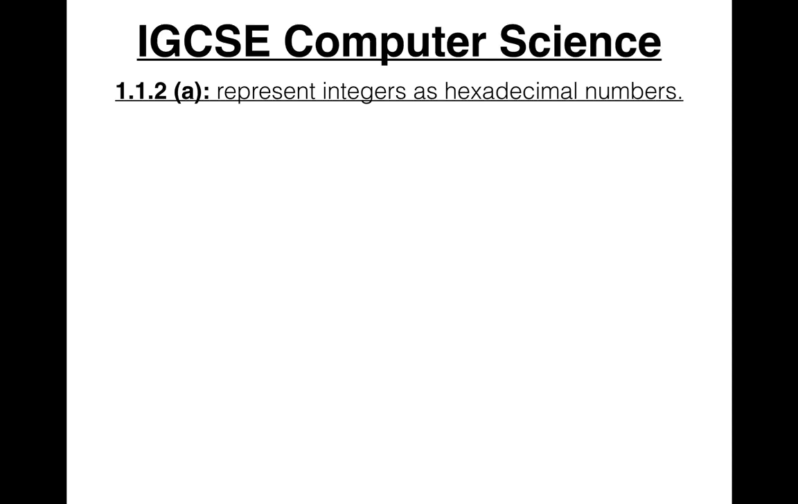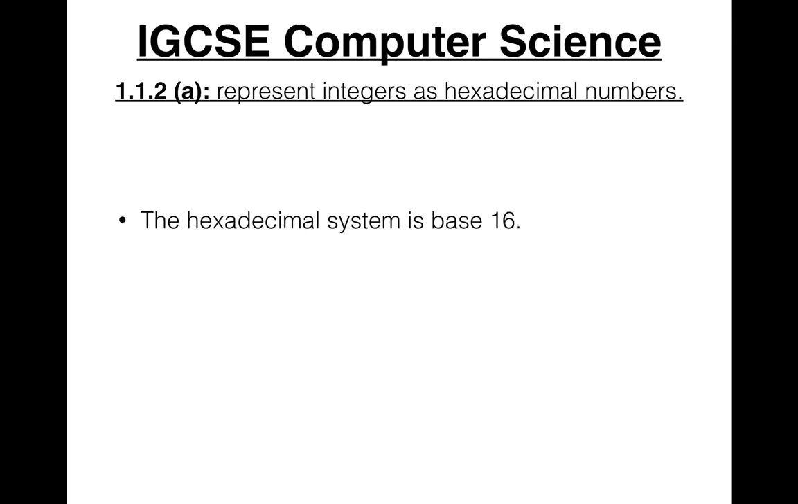IGCSE Computer Science. Syllabus Statement 1.1.2a. Represent integers as hexadecimal numbers. So, you're familiar with the binary system and the decimal system. Binary is base 2, decimal is base 10. So now we're introduced to hexadecimal. Now hexadecimal is base 16.